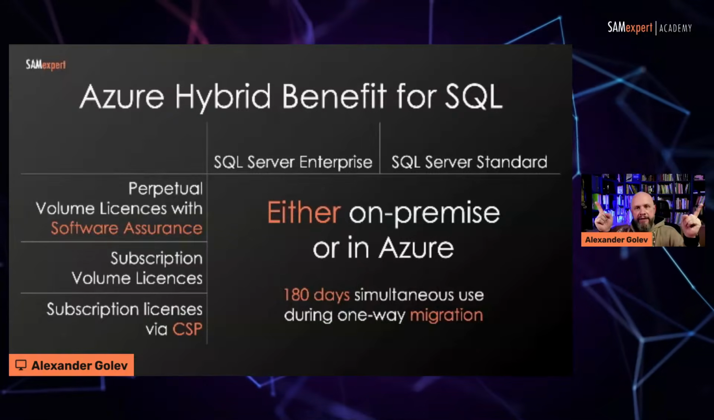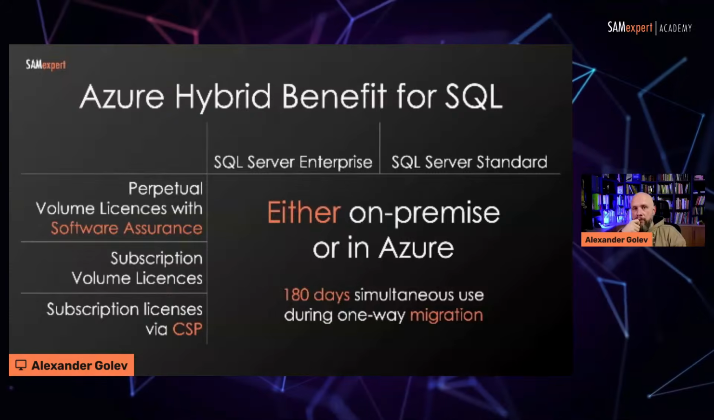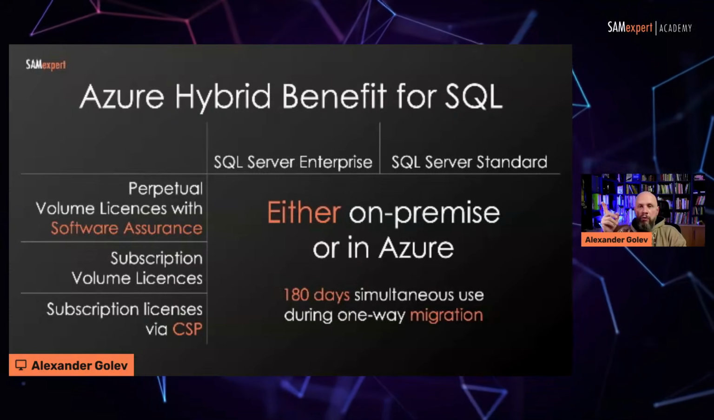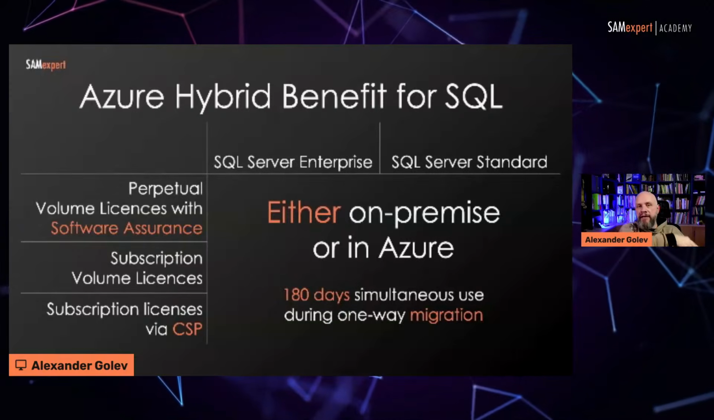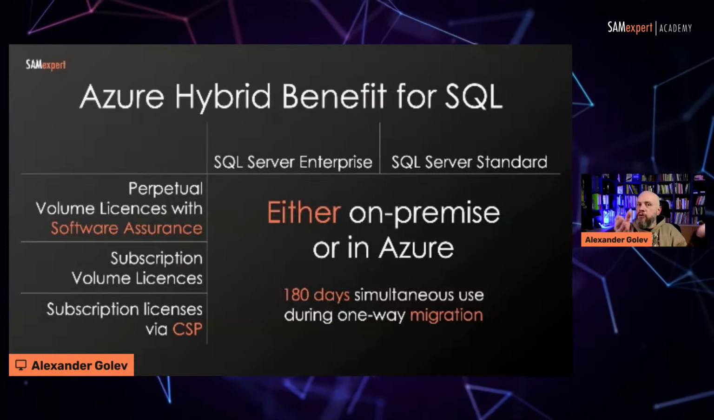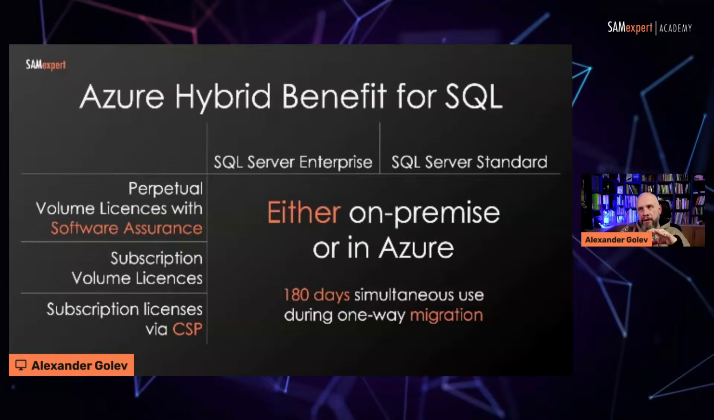When that time expires, you must unassign them from either on-premise or Azure. You must decide whether you want to go with pay-as-you-go on Azure, for example, or you want to forfeit, abandon the licenses for the on-premise because you've decommissioned the service. The choice is up to you. But otherwise, there's no simultaneous use.